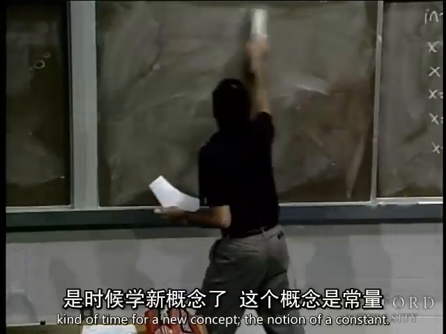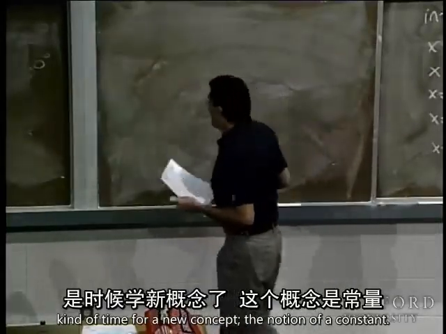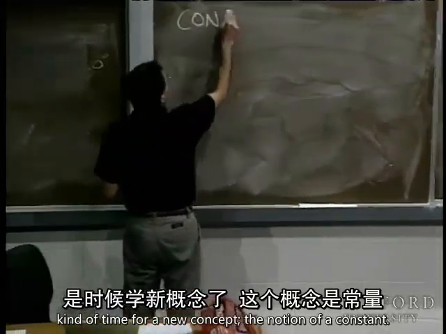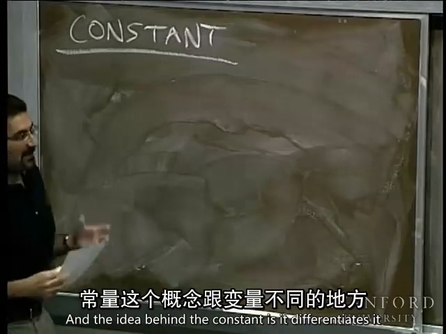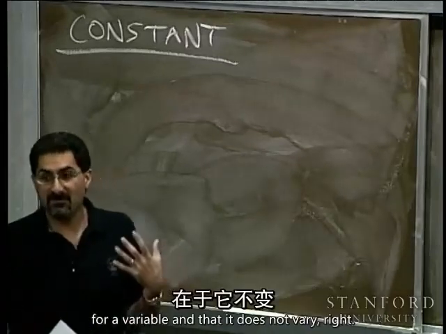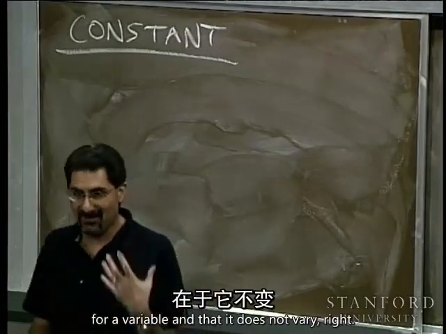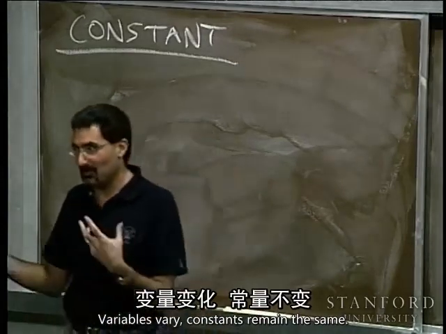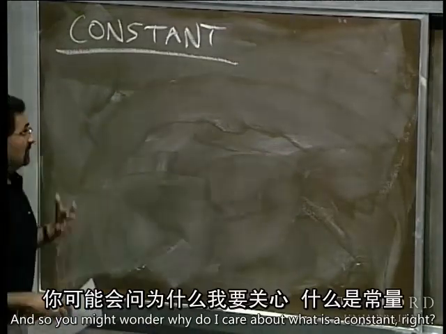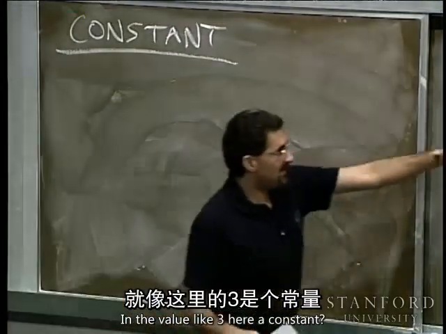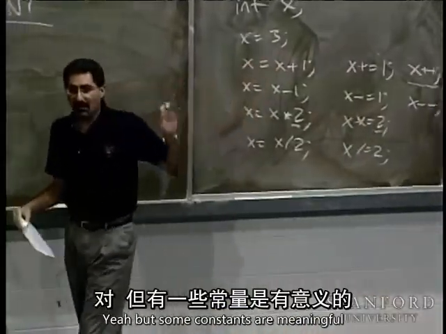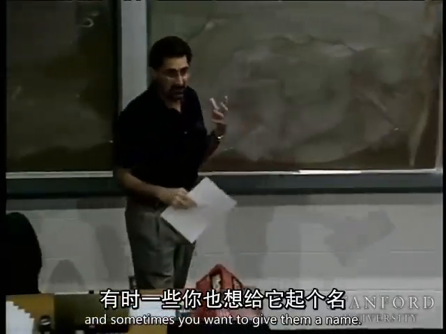There's also, kind of time for a new concept, the notion of a constant. Oh, I'll write it in big letters. And the idea behind a constant is it differentiates it from a variable in that it does not vary, right? Variables vary, constants remain the same. And so you might wonder, why do I care about what is a constant, right? Like, isn't the value like 3 here a constant? Yeah, but some constants are meaningful, and sometimes you want to give them a name.